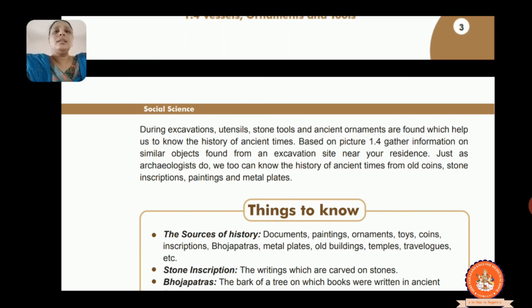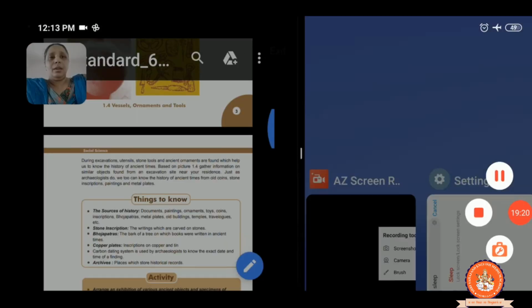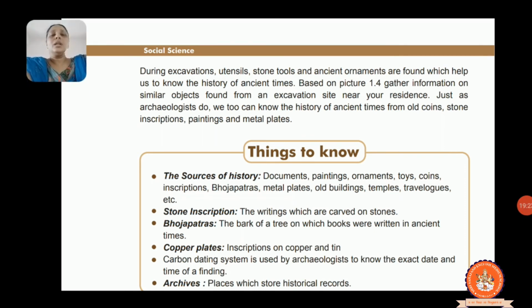Now, this lesson: during the excavations, utensils, stone tools. I told you about two types of tools. First is stone tools and the second type of tools is from the bones of animals. They sharpened them and made the tools. Ornaments are also found which help us to know the history of the ancient time. Everything is combined, and we can think about what happened at that time, how they were using things, how they were living, every piece of information from these things, tools, ornaments, utensils, whatever.